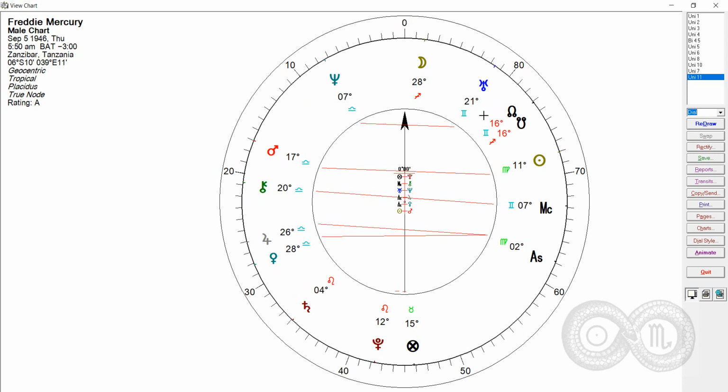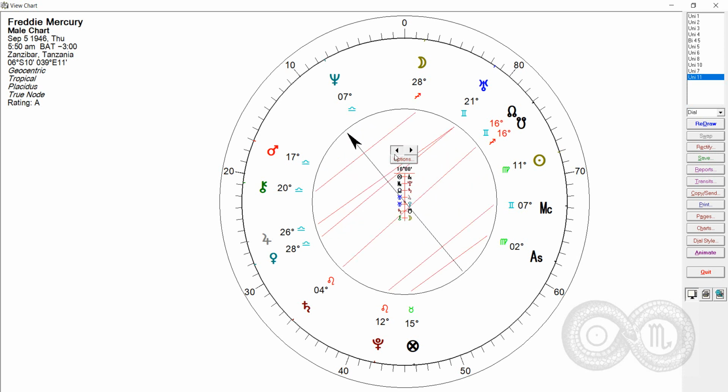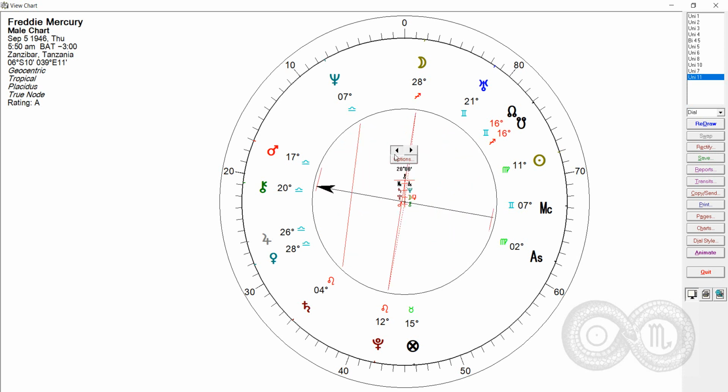So when planets come together, like closely together, because we've got to use really tight orbs with midpoints, usually the maximum is 1.5 degrees. But when they come together, they either have to be conjunct, square, or opposite. So it's a fourth harmonic.